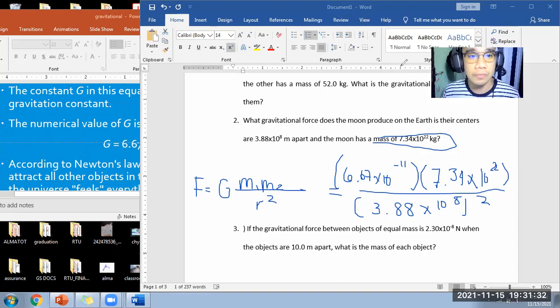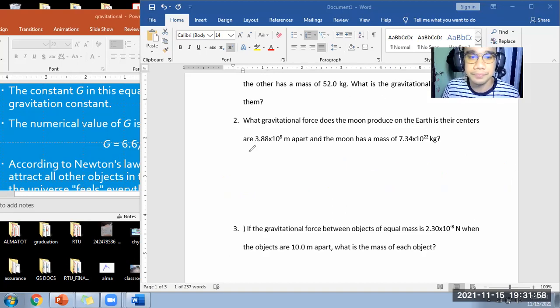Okay, so yon. So, ano mga kulang natin? So, what is the gravitational force that the moon produced on the Earth, at their center are 3.88 times 10 to the 8 meters apart and the moon has the mass of 7.34 times 10 to the 22. So, kailangan natin ng dalawang mass, di ba? So, may mass na tayo ng moon. Ang kulang na lang natin, syempre, is yung mass ng Earth. Okay, so ang mass ng Earth, so we have 6.67 times 10 to the negative 11.